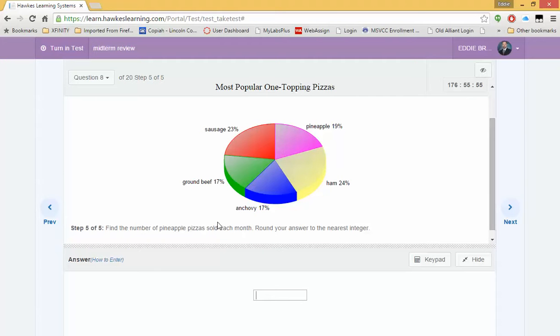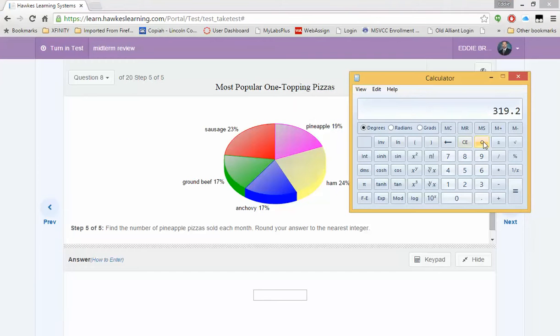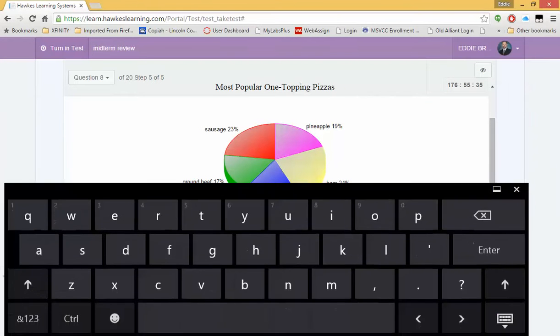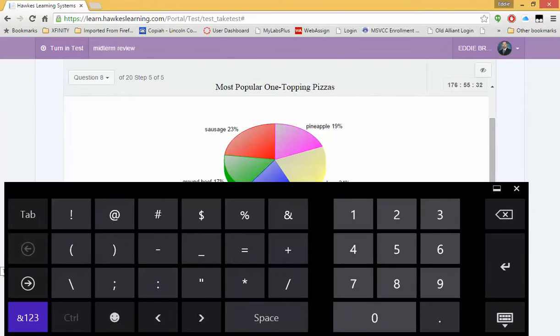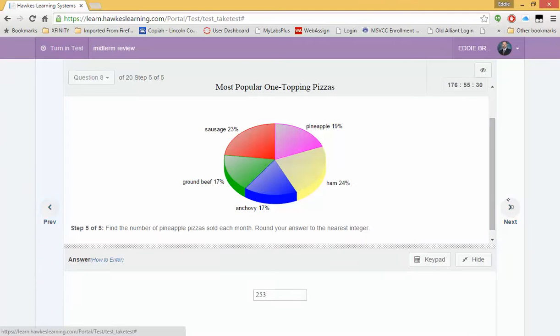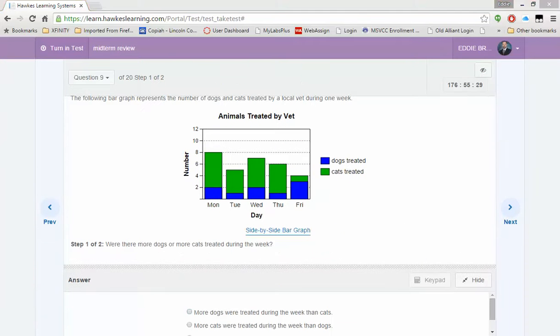And the number of pineapple pizzas. It's 19%. So 1,330 times 0.19. Round that, that's 253. Right. Alright, so that one, by far the easiest, probably the easiest problem so far.